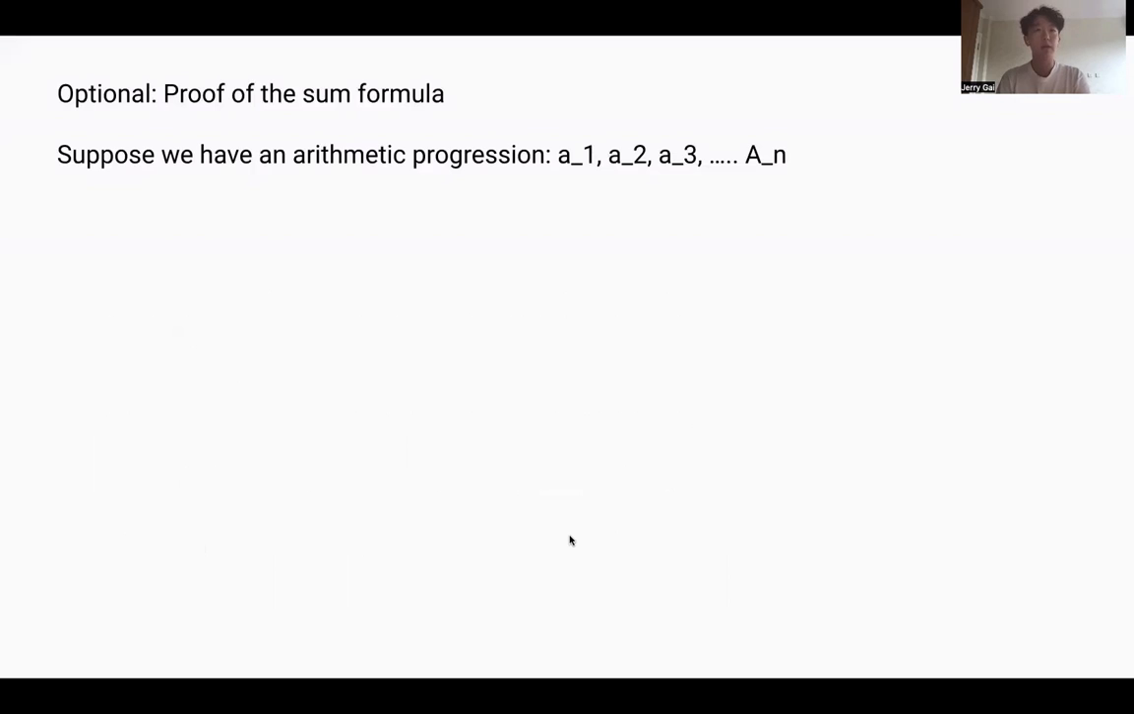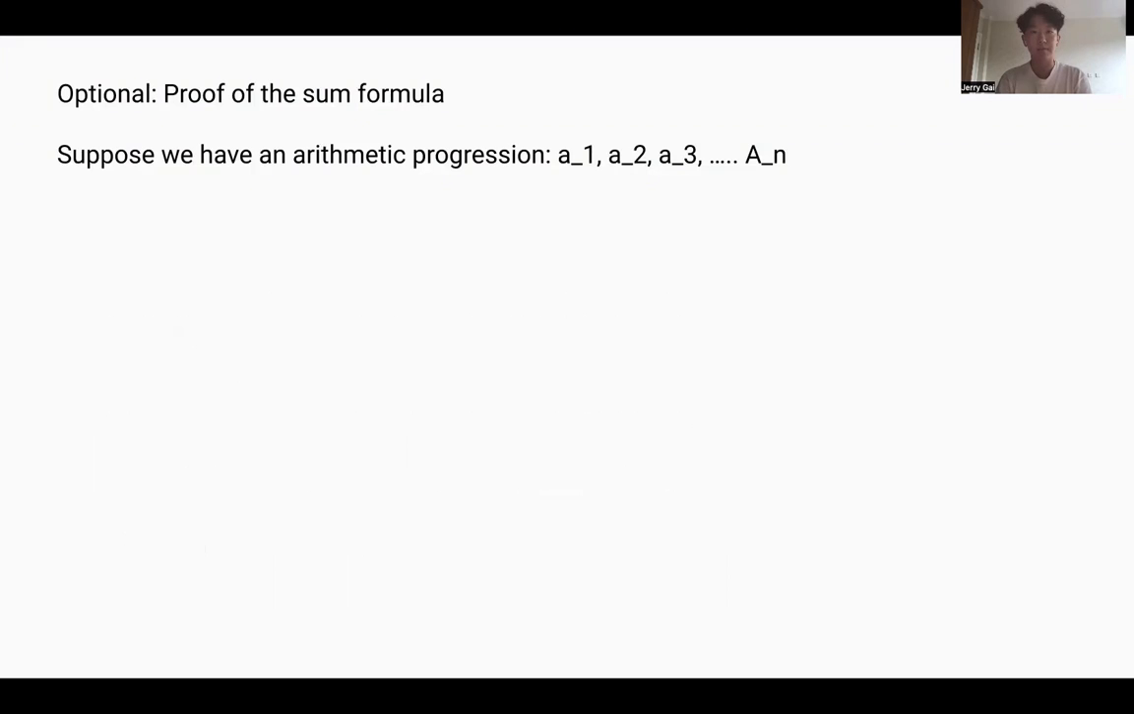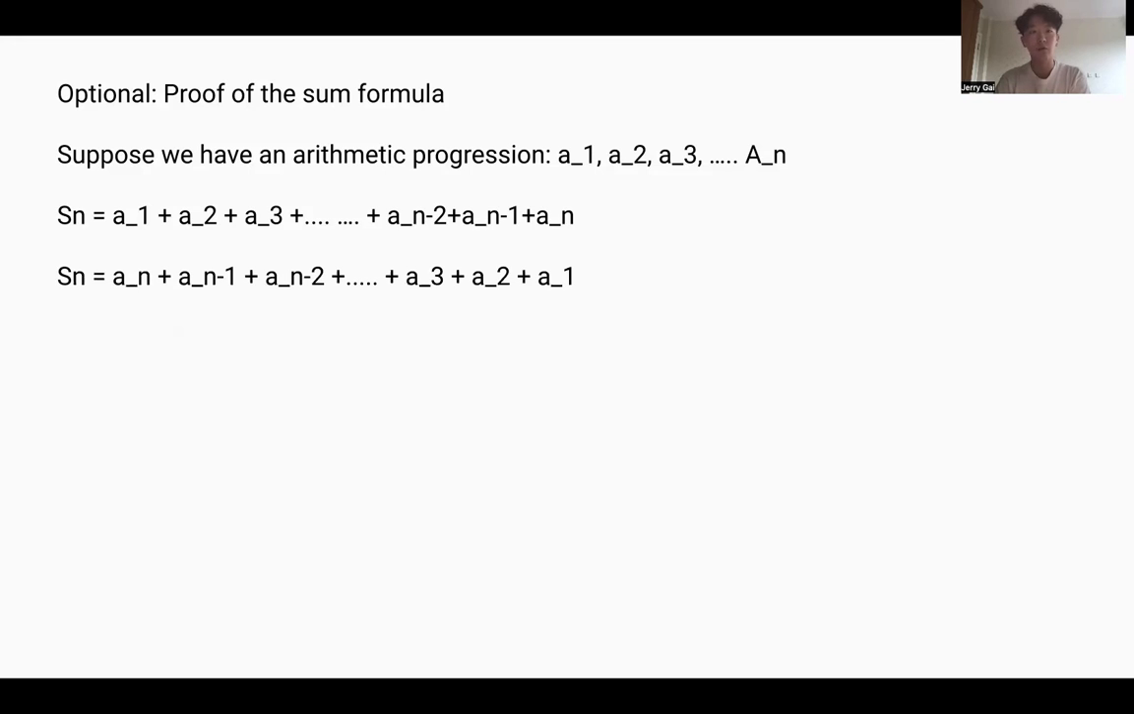Okay, this is optional, but I think you should look at it in order to further understand how we get these formulas. So suppose we have an arithmetic progression a1 up to an, and we can write the sum in this way: Sn is equal to a1 plus a2 all the way up to a(n-2), a(n-1), and an. But if you write an first and a1 at the end, you can also write it in this way: Sn is equal to an plus a(n-1) up to a3 plus a2 plus a1.